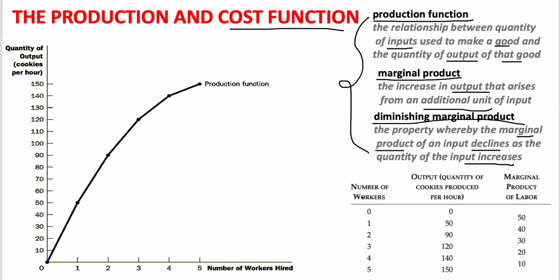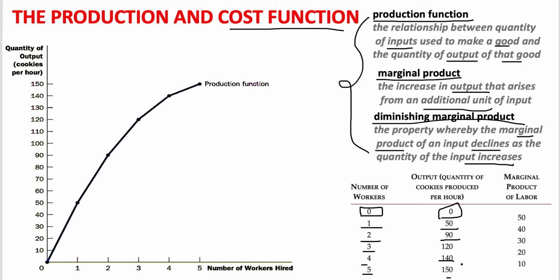So for example, we have zero labor, then what should be the output from zero labor? Surely zero. So if we have one labor, it contributes and produces 50 cookies, and if there are two labors, it provides a total of 90 cookies. Same with the 3, it provides 120, 4 like 140, and the 5 150.